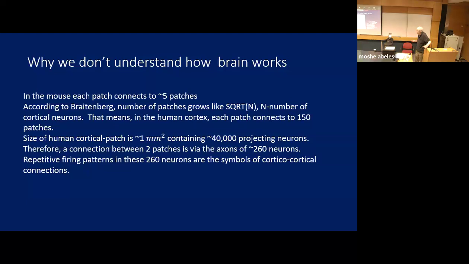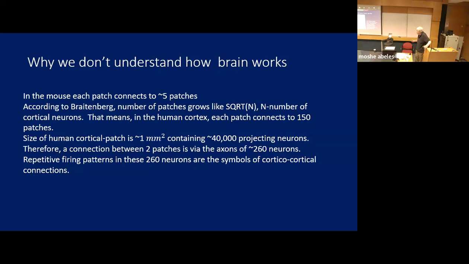Now, each patch of human cortex is about 1 millimeter square. Under it, there would be about 40,000 pyramidal cells that project to other places. So that means the connection between 2 patches is something like 200 by 260 neurons. So we can hope that if we can record from these 260 neurons, or a large number of them, we can understand how the patches talk to each other.